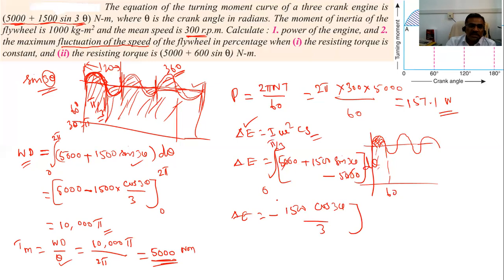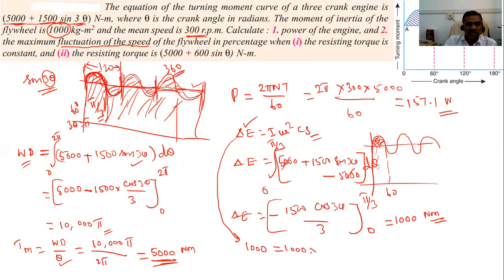What is the limit? Apply the limit, 0 to pi by 3. You will get delta E is equal to 1000 Newton meter. Now apply in this equation. 1000 is equal to I, which is given in the problem, 1000, multiplied by omega square.